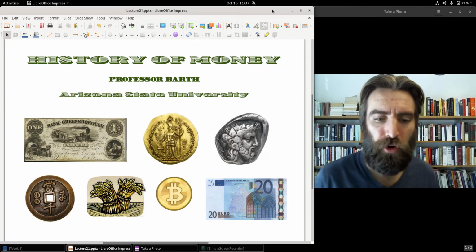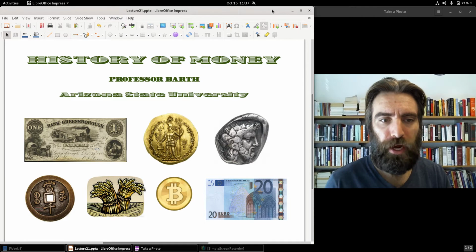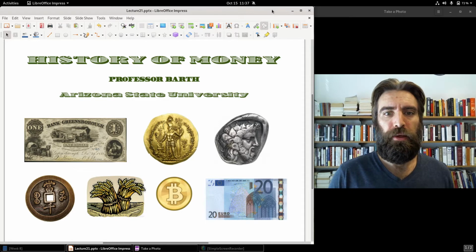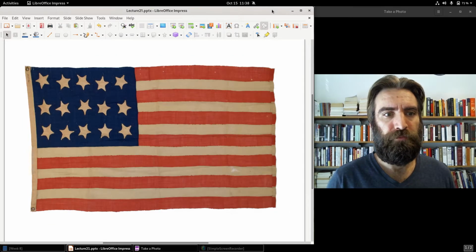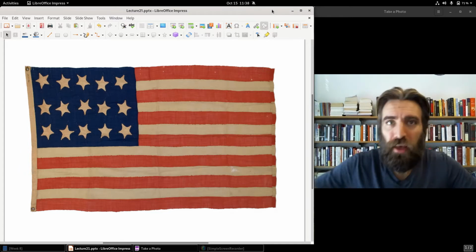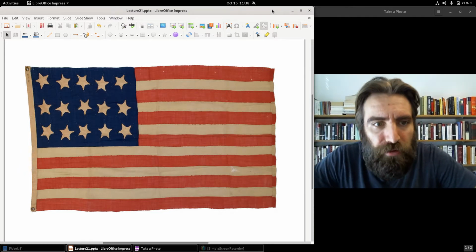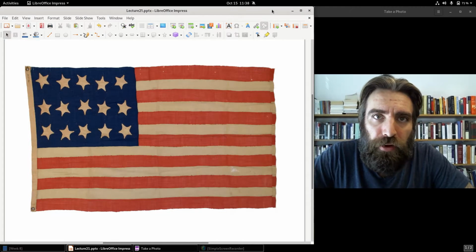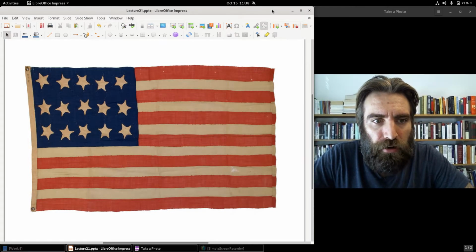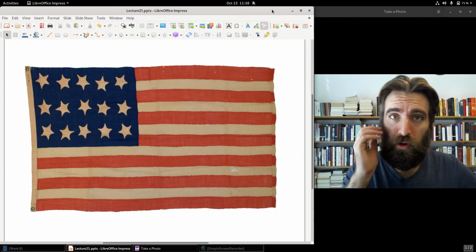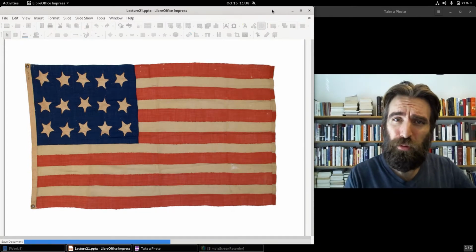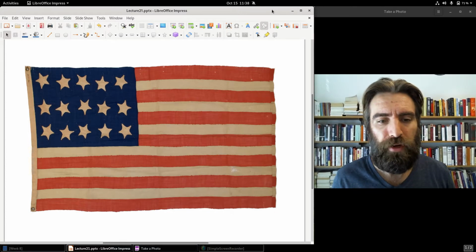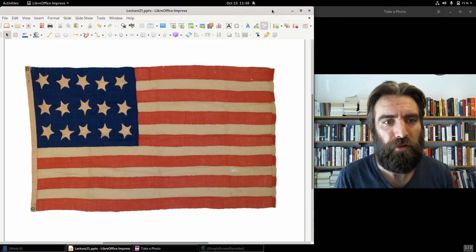My name is Professor Barth, and we are continuing forward with our study of the history of the United States dollar. There she is. Old Glory, the 15-star flag. The 13 original states and Vermont and Kentucky were added shortly after. Tennessee will be the 16th state, added in 1796, but this is a 15-star flag.